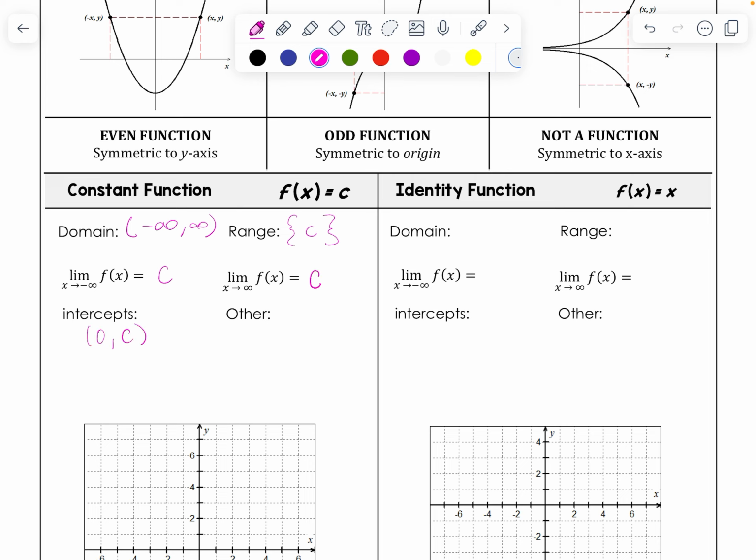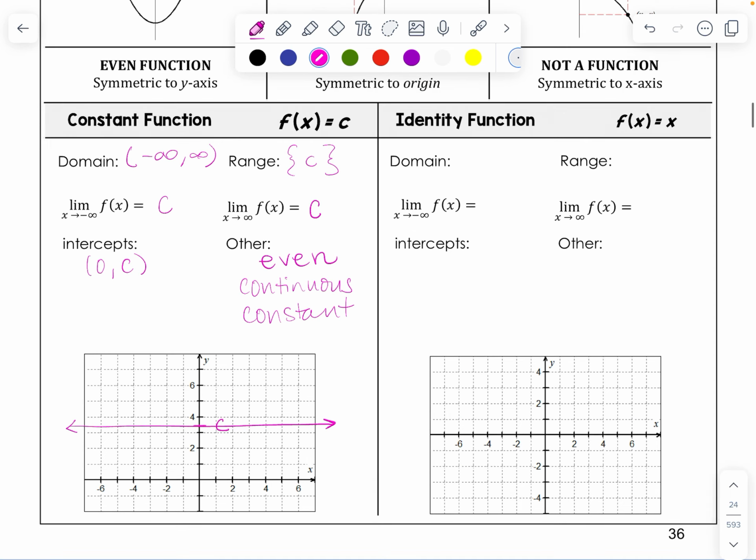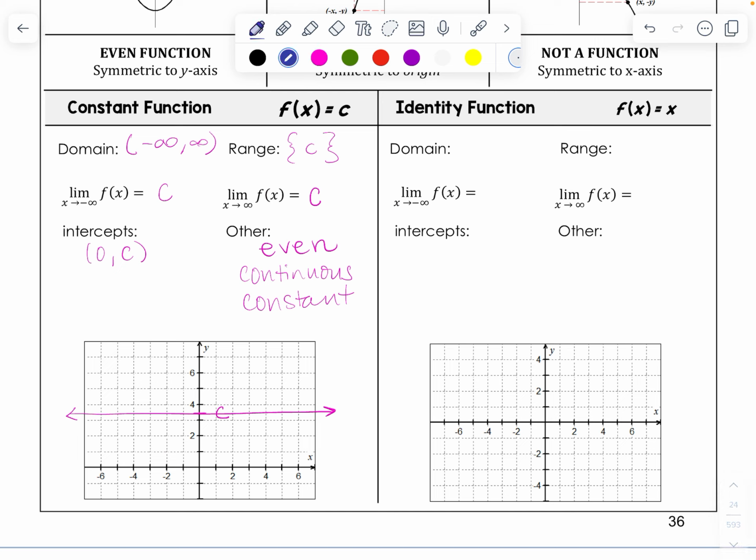Other things that we know about it is that it's an even function, meaning it's symmetrical about the y-axis. It's continuous, and it's constant. Okay, and what it can look like, it can be any value. So I'm just going to call this value c. So in that case, it's somewhere between 3 and 4, but we can call any value c, and it's going to be a horizontal line.